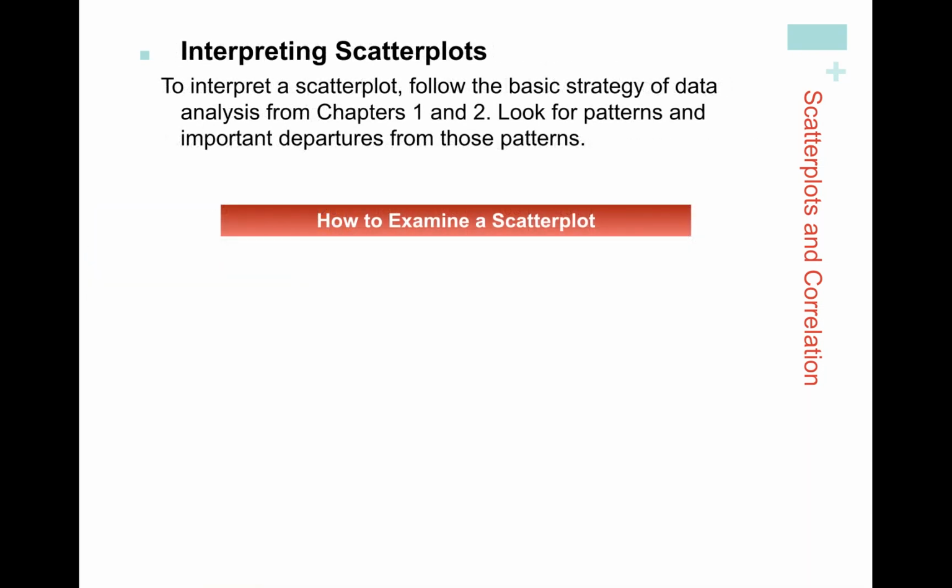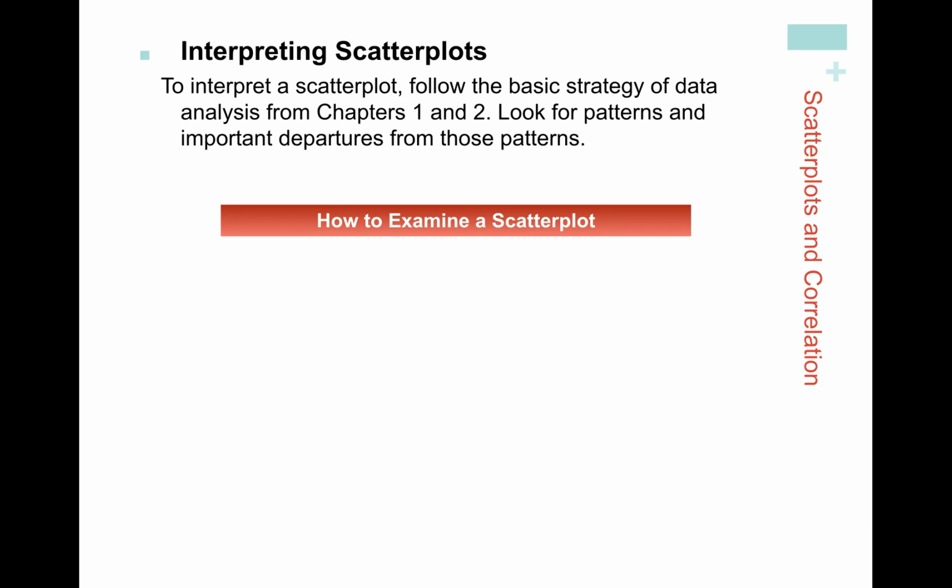Now you also have to know how to interpret a scatter plot. To interpret a scatter plot, follow the basic strategy of data analysis from chapters 1 and 2. Look for patterns and then important departures from those patterns. Before you get into the nitty-gritty of examining a scatter plot, first look at the entire scatter plot and look for an overall pattern and any major departures from the overall pattern. Make sure that you mention those as your opening statement of interpreting a scatter plot.